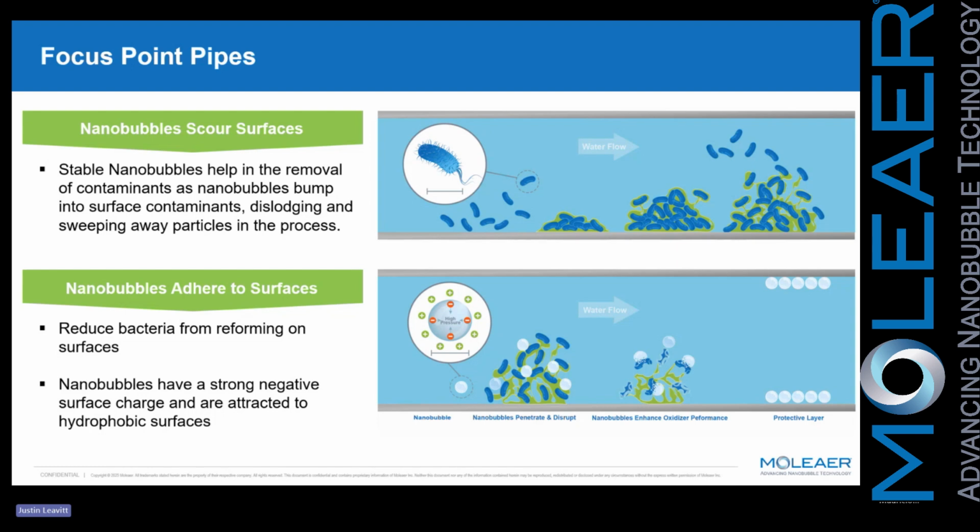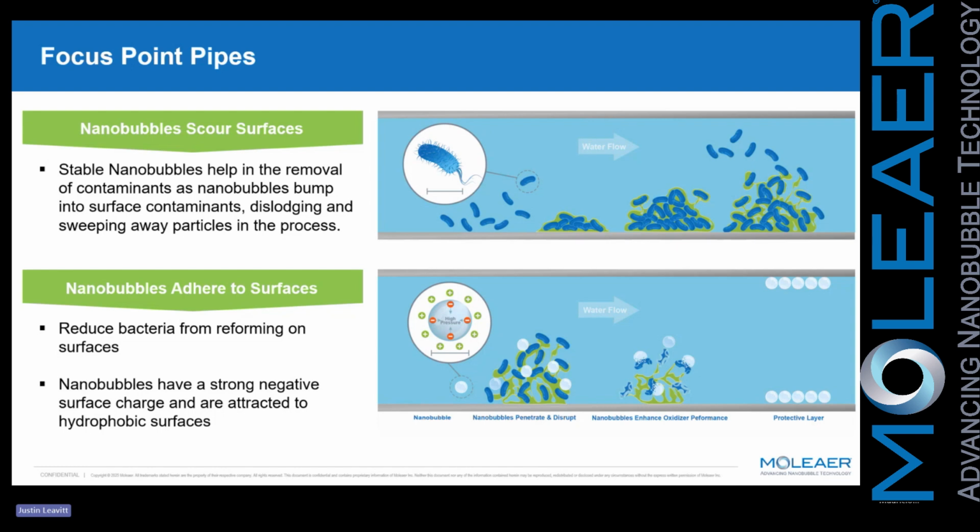The second mode of action, if you remember, is nanobubbles being attracted to hydrophobic surfaces. So as you start to clean your lines through that physical scouring, you'll find that nanobubbles actually start to adhere to the piping line and make it very difficult for these biofilms to reattach.